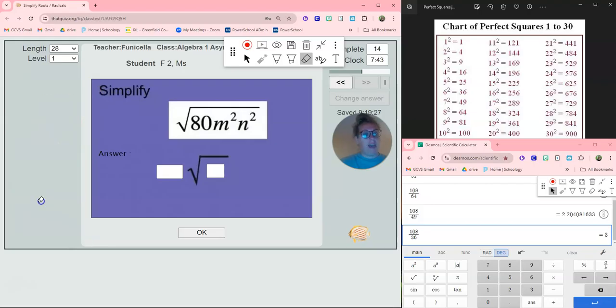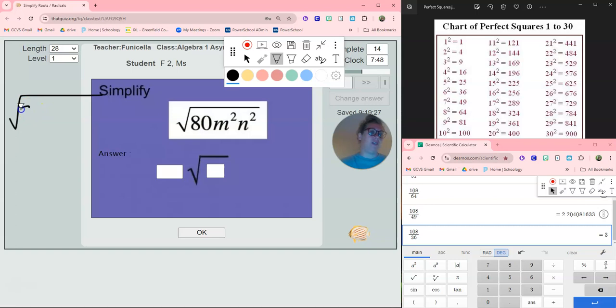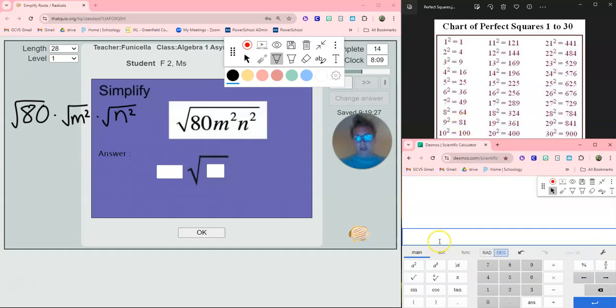For the next one, we have the square root of 80, m squared, n squared. So there's our square root of 80. And I just write them separately each time. You do not have to do that. If that helps your brain, awesome. If you feel good about breaking it down while they're all still under the same radical sign, beautiful. Totally do that. 80 is not a perfect square. So I'm going to divide it by numbers that are smaller than it to find a perfect square that goes into 80.